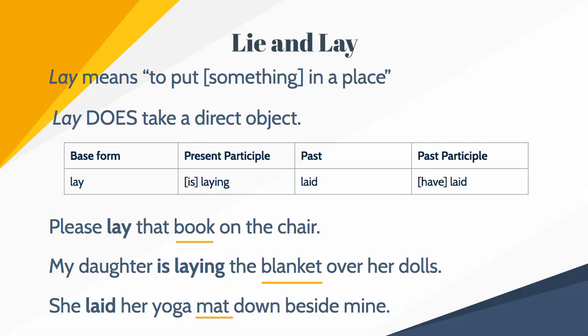And that's really the difference. So number 1, look and see if you have a direct object. Number 2, double check that you actually know the different principal parts of these verbs and that you're using the right one.